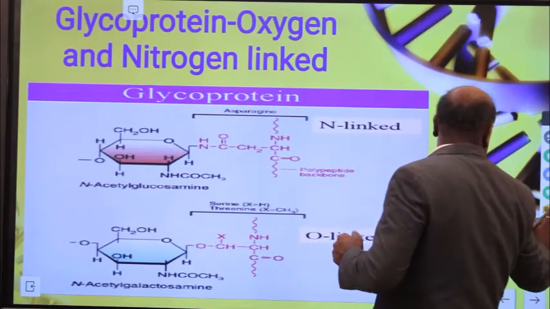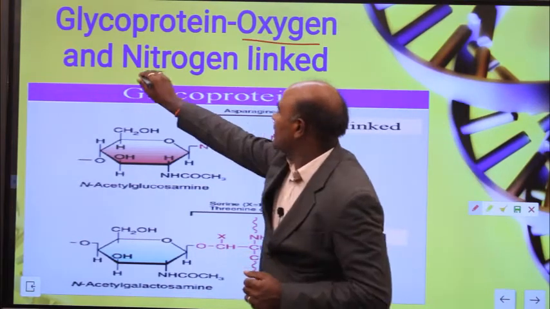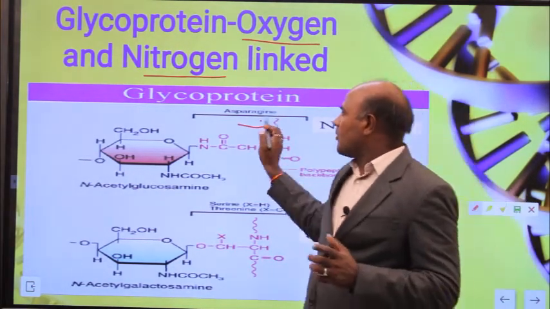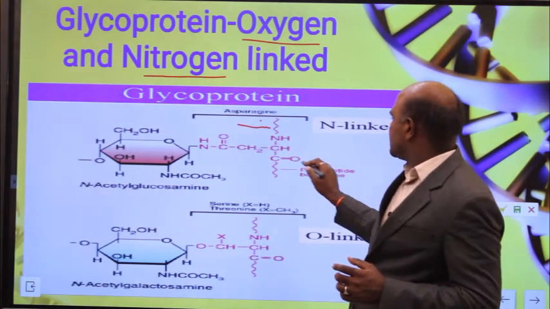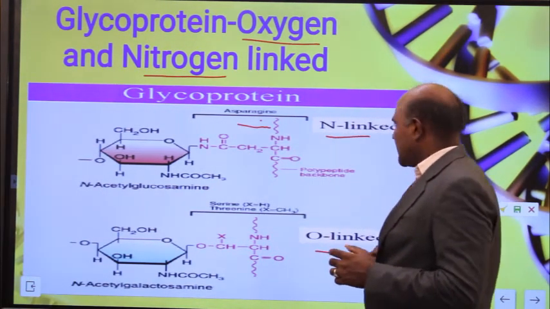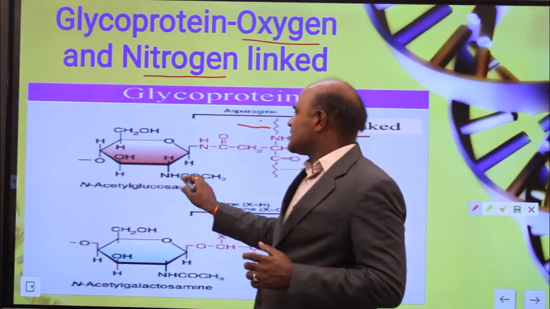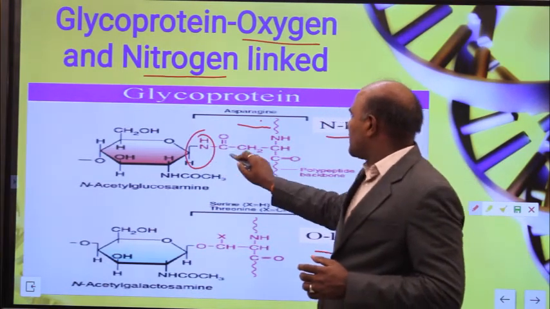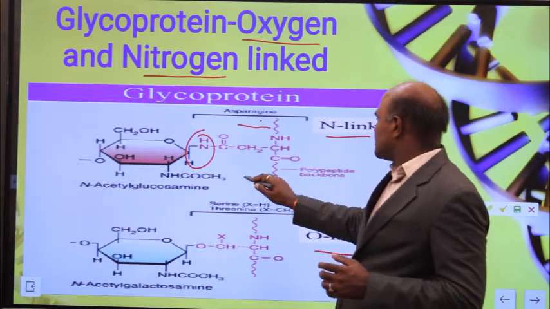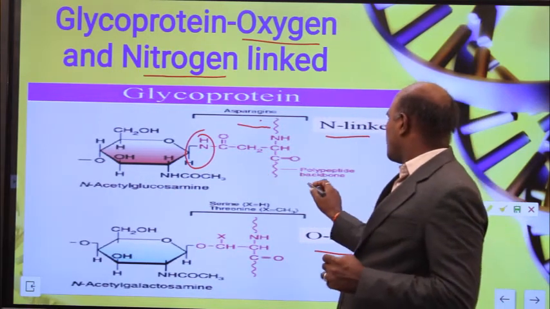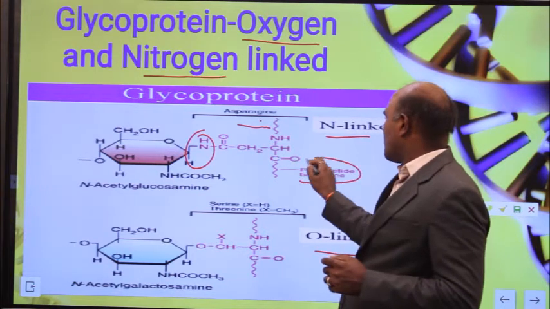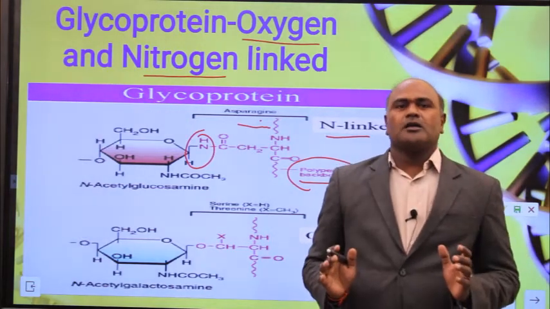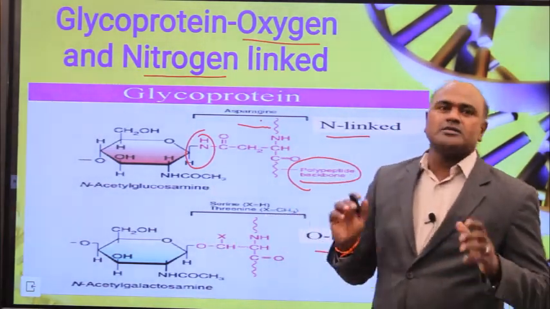This is the structure here, oxygen-linked and nitrogen-linked. How do they link to the amino acids? So in glycoproteins, asparagine, you can see this is the linkage, N-linked and oxygen-linked. This is N-acetylglucosamine attached here, and this is the asparagine amino acid linked through the amide. This is the polypeptide backbone. This is N-linked glycosylation.